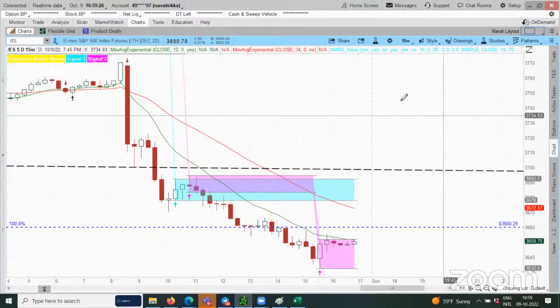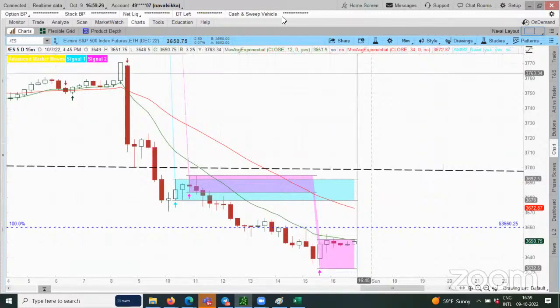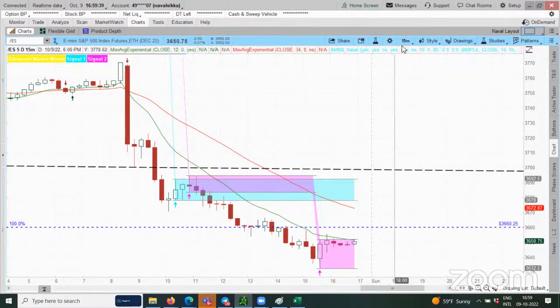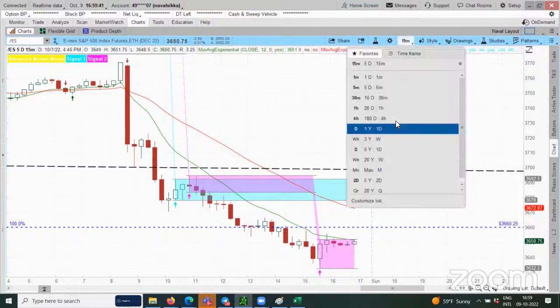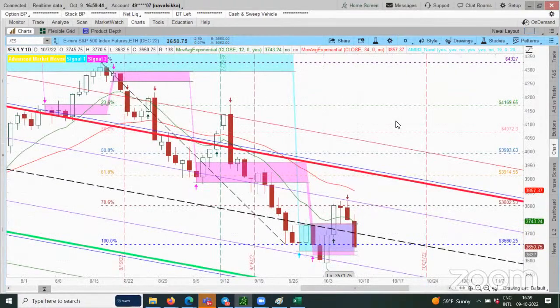Naval, you've always taught us that gaps get filled. So the problem I see with this is that, like Amazon, it has a gap down. It could also potentially turn around and fill the gap. So how do we know that it will keep going down only, or that it may fill the gap?